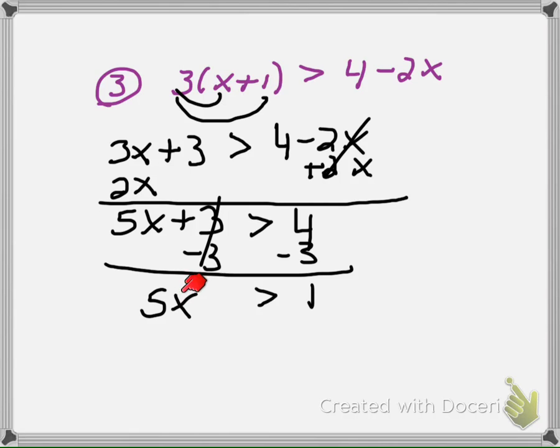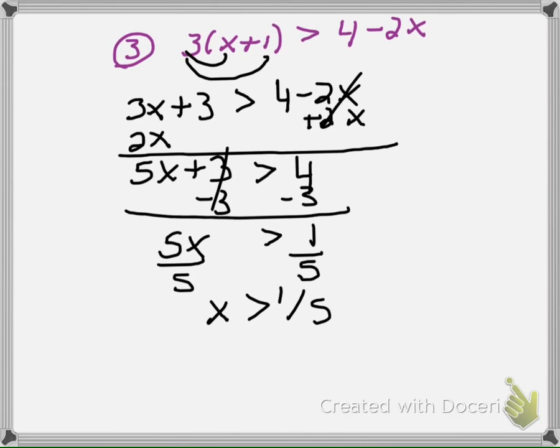So the opposite of multiplication is division, so to get rid of that 5 in front of the x, I'm going to divide by 5, and that's going to give me x is greater than 1/5. Now I could have done 1 divided by 5 on my calculator, but I know that division problems are also fractions, and fractions are also division problems, so I know that 1 divided by 5 is really 1/5, which is my answer.